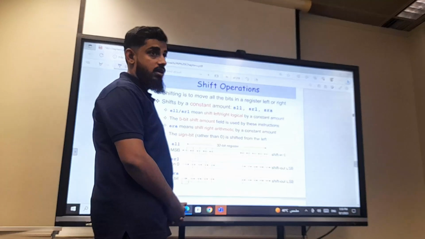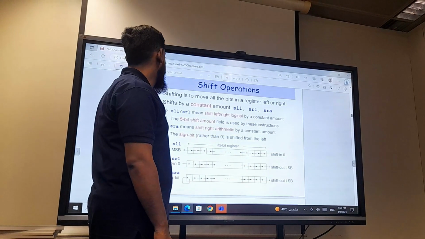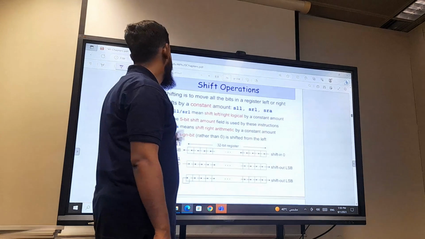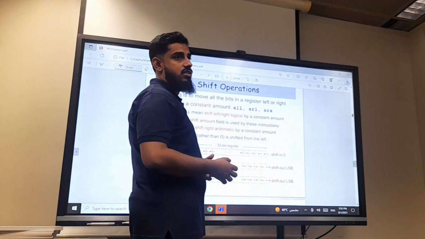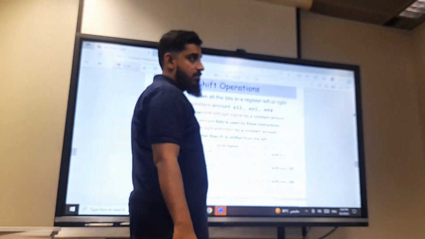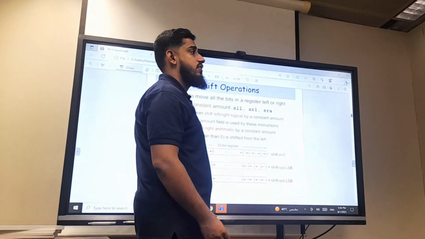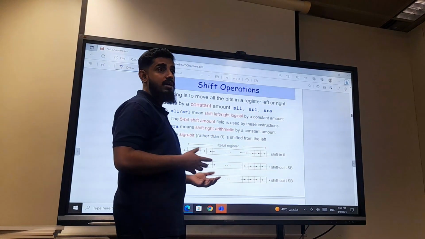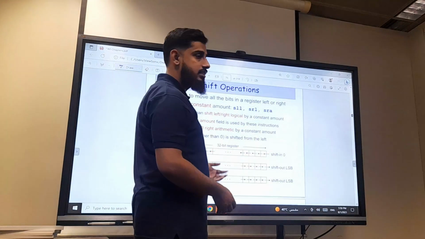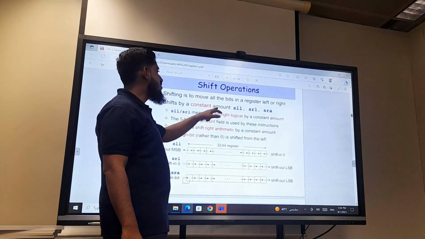Shift operations. What exactly is the shift operation? Shifting is to move all the bits in a register to the left or the right. Why shifting? Because shifting is the easiest method to do multiplication or division. How? We will see. Shifts by a constant amount.